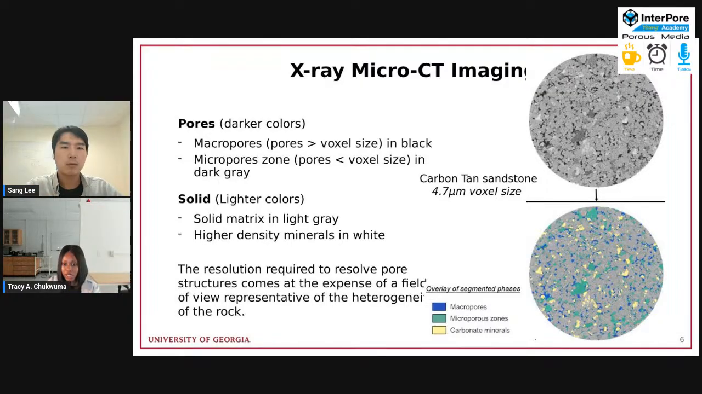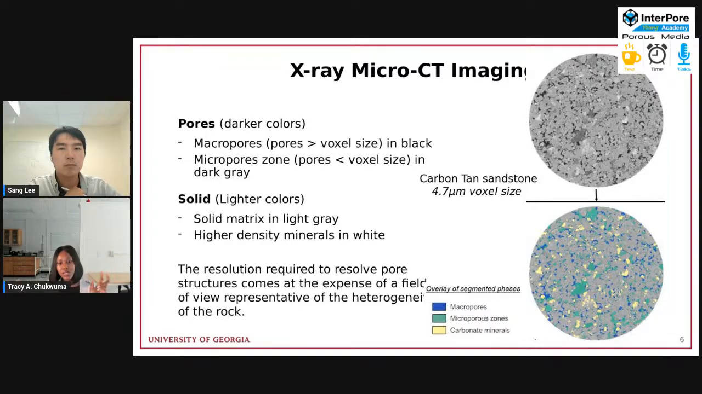You can see this from our segmentation, which is simply a way that we separate the phases based on gray levels in the X-ray micro-CT imaging. We were able to identify our carbonates and our macropores, which in this case we identify as all the pores that are fully resolved at this 4.7 micron resolution. So they are all the pores that are above the resolution of imaging. And then we also identified an intermediate phase, which we labeled our microporous zone. We assume that this zone has a lot of pores and solids intertwined that are below the imaging resolution of 4.7 microns. So we will further analyze these sub-resolution features as we go on in the slides.